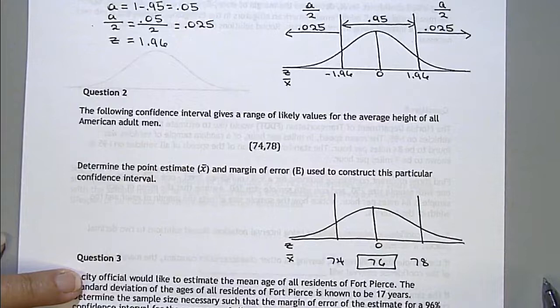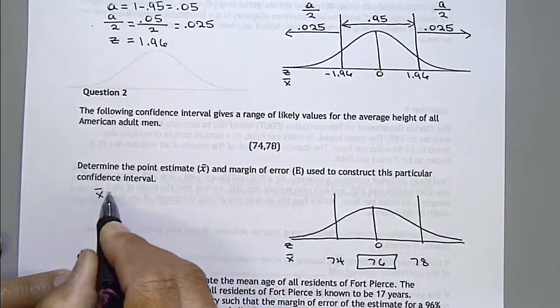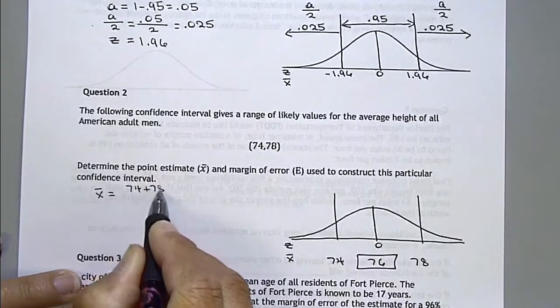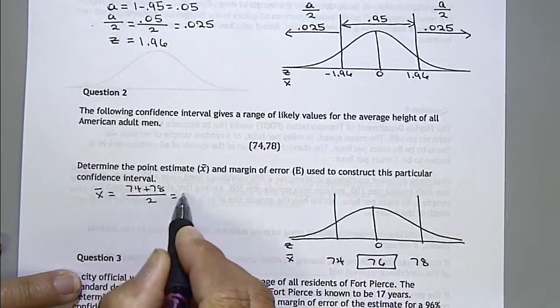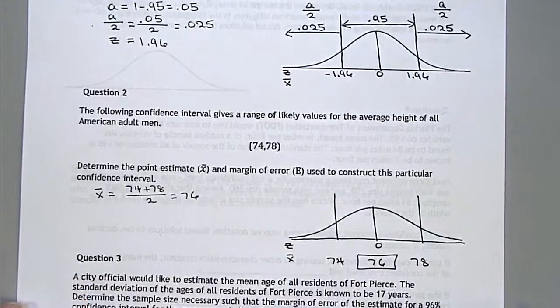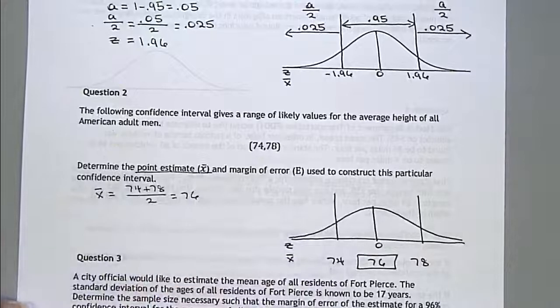And really, that's this one. And so all they're saying is, how would you get that sample mean from what they told you? Well, you take the limits, 74 plus 78, wouldn't you? And divide them by 2, and you come up with 76, right? But you can just see it when I draw it, can't you? I mean, can't you see it? And so they're saying, what's the point estimate? Well, the point estimate's always the sample mean. The sample mean's 76 in this one.